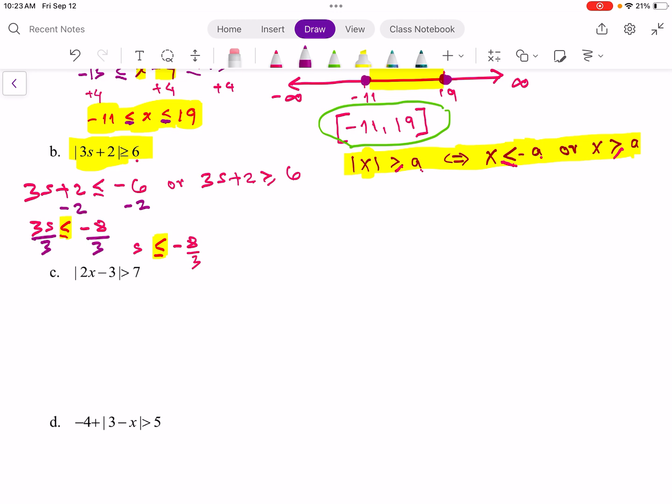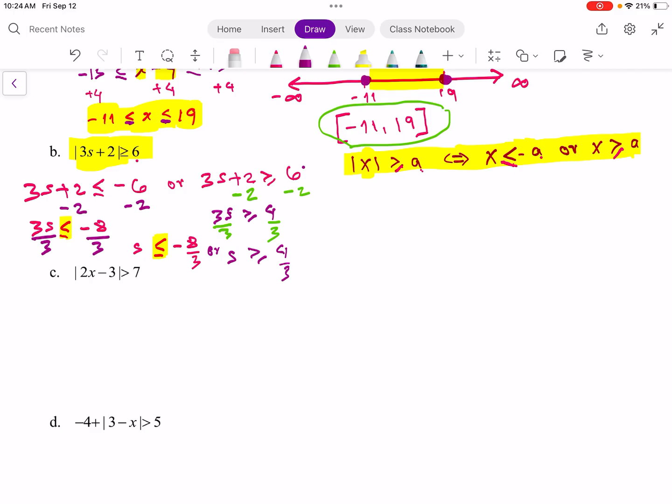In a similar way, let's solve this one. Subtract 2 on both sides, so we have 3s greater than or equal to 4. Then get rid of 3 by dividing by 3. Then we have s greater than or equal to 4 over 3, and do not forget the or here.